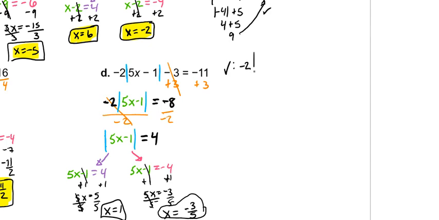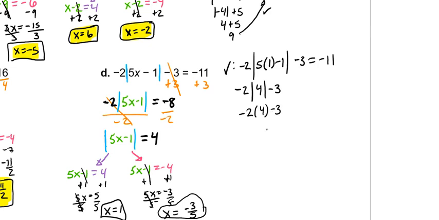All right, so let's check those. Negative 2 times the absolute value of 5 times 1 minus 1, minus 3, and that should equal negative 11. So negative 2 times the absolute value of 4, minus 3. So negative 2 times 4 minus 3, and that's going to give us negative 11. So our first one works. And then we'll just check our second one.